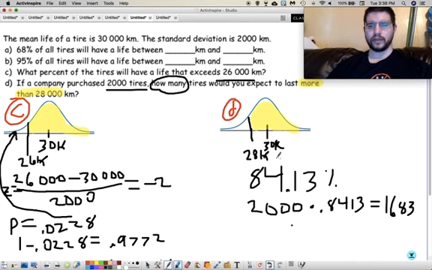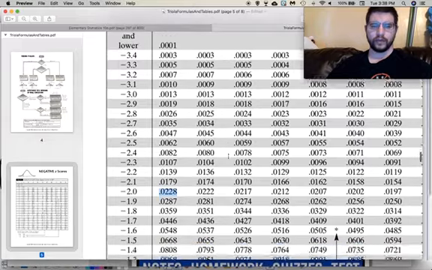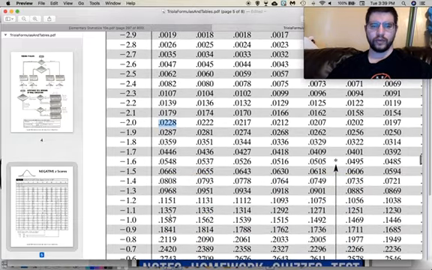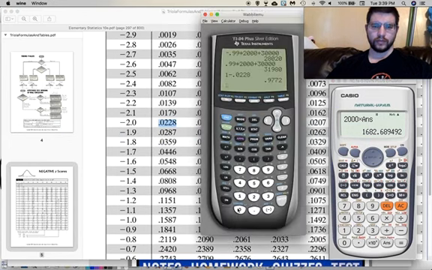And again, if you use the chart, you will get a slightly different answer. Let me look real quick at the chart. -1 is 0.1587. So 1 minus 0.1587 is that number times 2,000. And it's the same. So 2,000 wasn't a big enough difference to make a different number of tires.